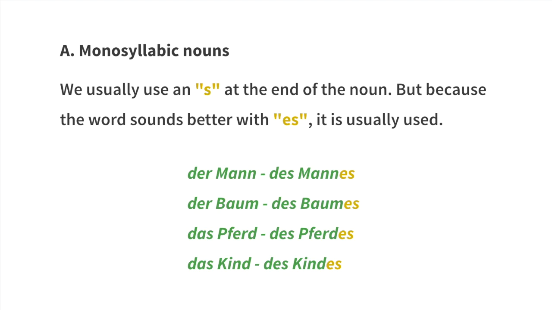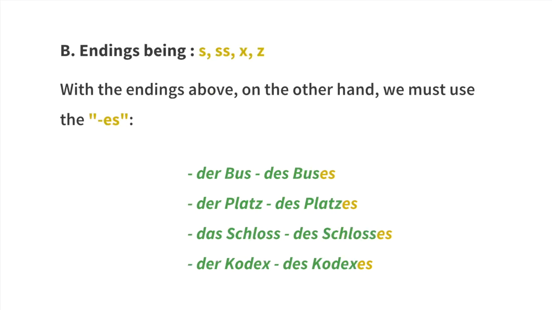But sometimes, due to the pronunciation, we prefer to use es. Der Mann, des Mannes, der Baum, des Baumes, das Pferd, des Pferdes, das Kind, des Kindes. Nouns ending with s, ss, x, or z are always getting an es. We don't choose it because it sounds better, always, like der Bus, des Busses, der Platz, des Platzes, das Schloss, des Schlosses, der Kodex, des Kodexes.